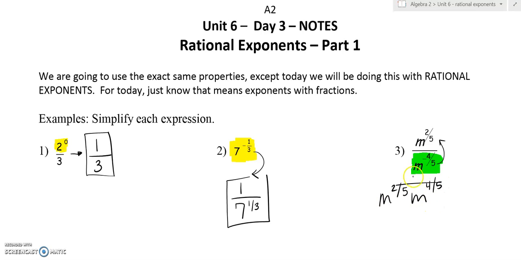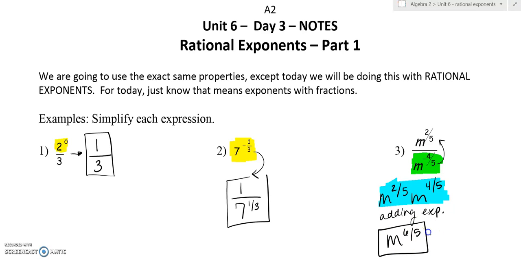Now that they're next to each other, the blue piece right here, I'm going to go ahead and combine that, condense that. How I do that is by adding the exponents. Okay? I want to add those little fractions. That's what I'm talking about. Use your calculator and you get 6/5. And then there's your answer.